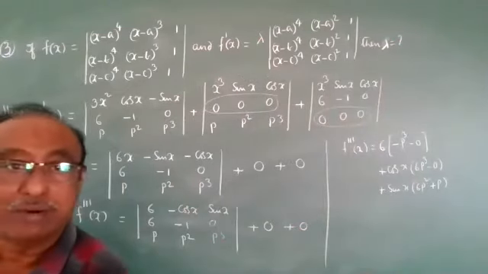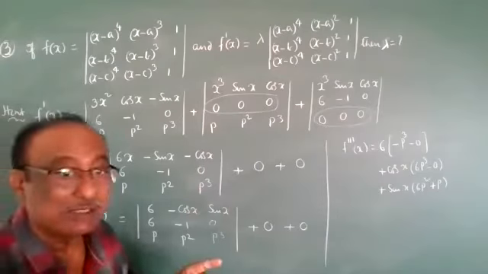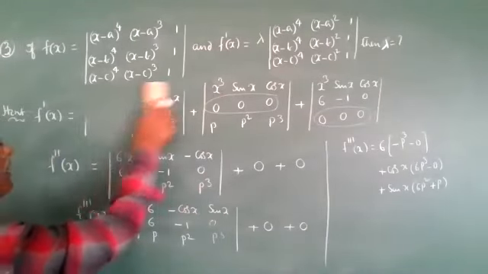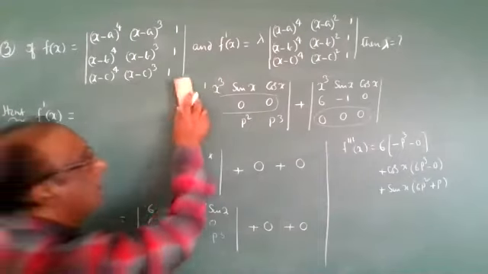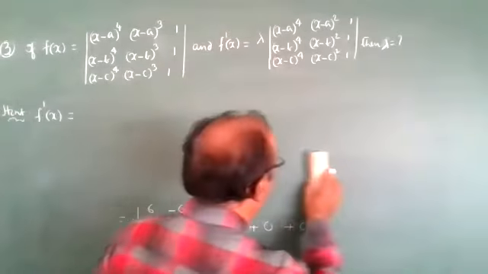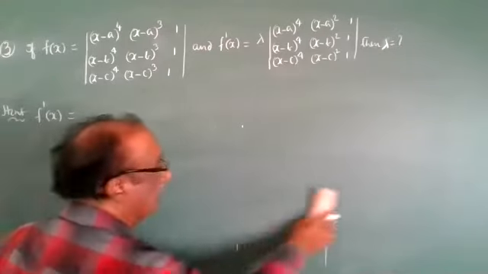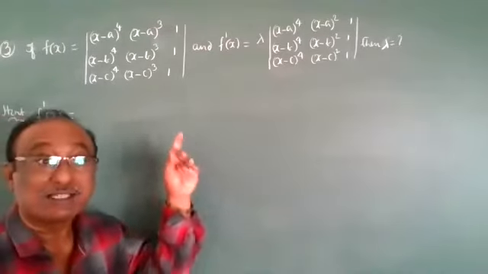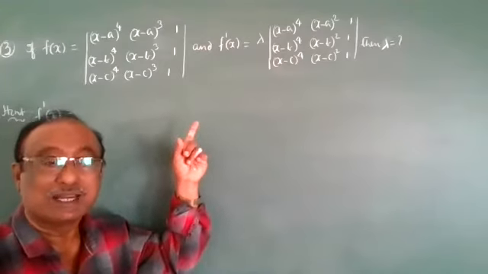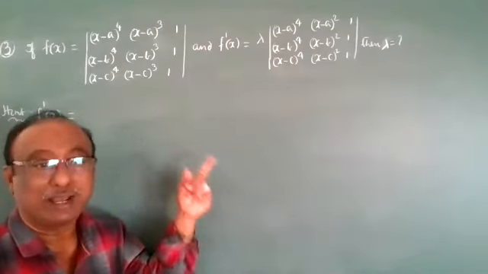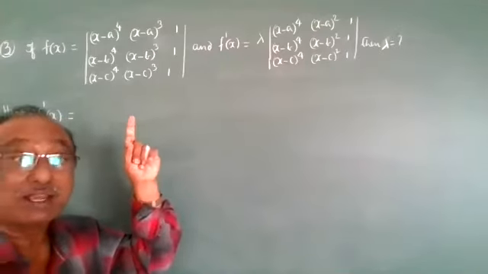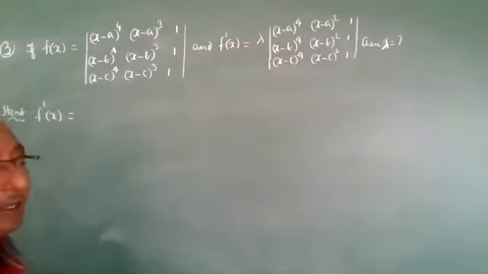Then we'll start everyone. Better to do row wise or column wise, you can decide. Here the third column is the constant, third row is not a constant. Better to do it column wise. Okay? Third column is a constant, that's why column wise the derivative you can apply.